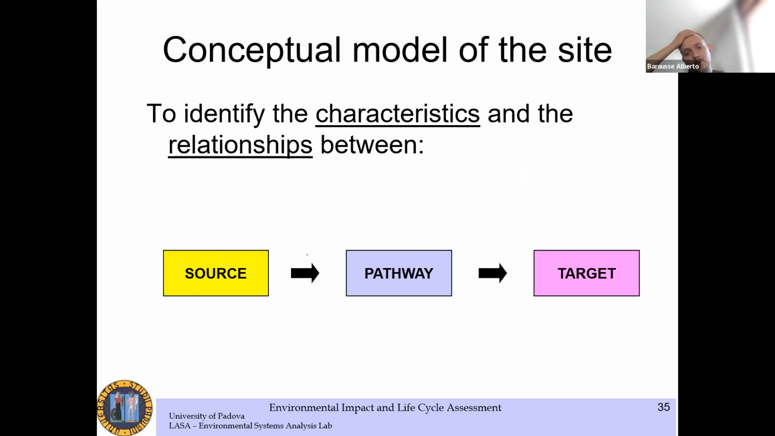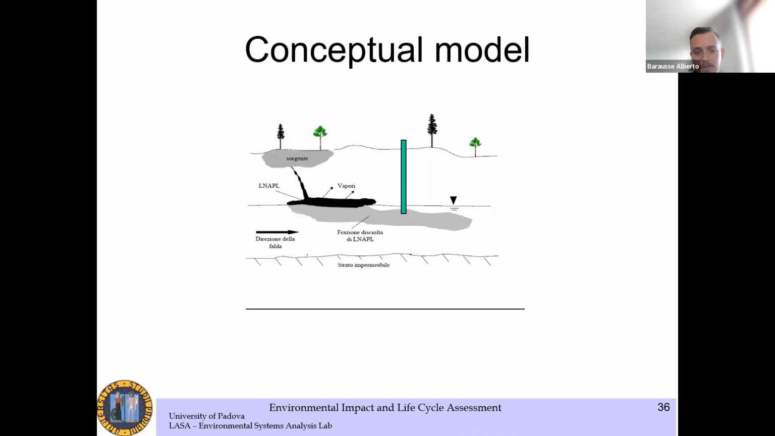So what's a conceptual model of the site? It can be a drawing, a scheme like this one here, that's useful to identify the characteristics of the contaminated site and the relationships between them. So you should identify the source of contamination, the pathways of contamination, and the target that you care about in your risk assessment. This is a very simple example.